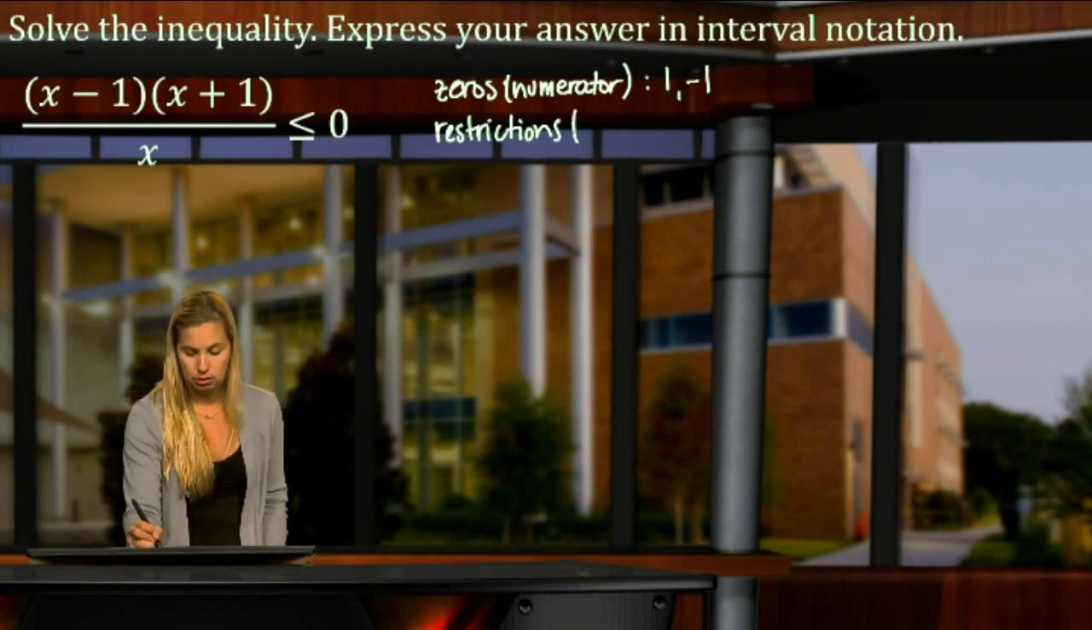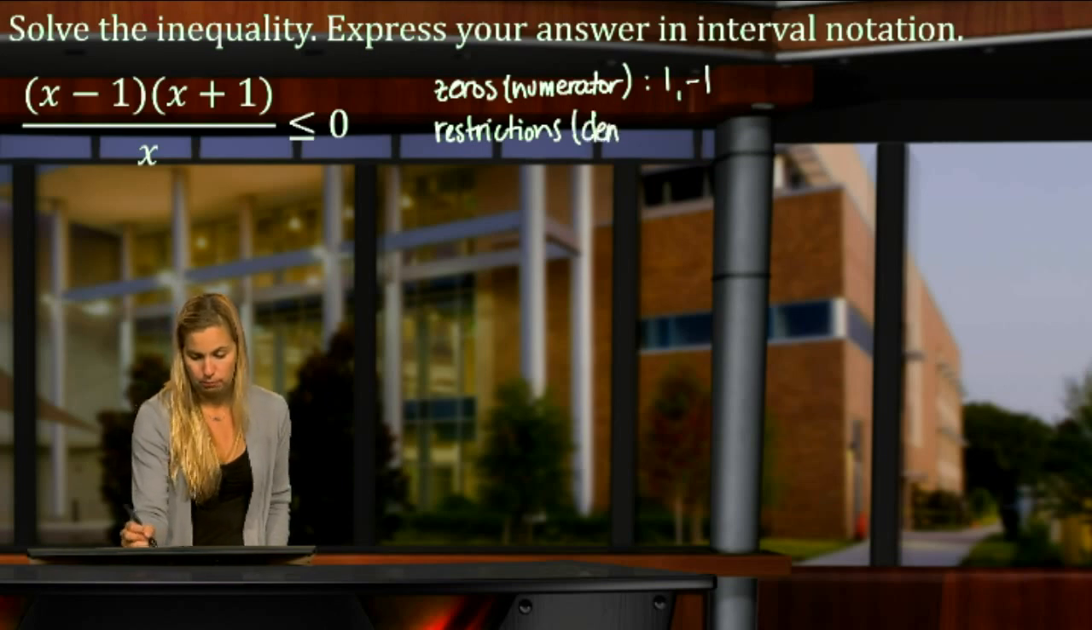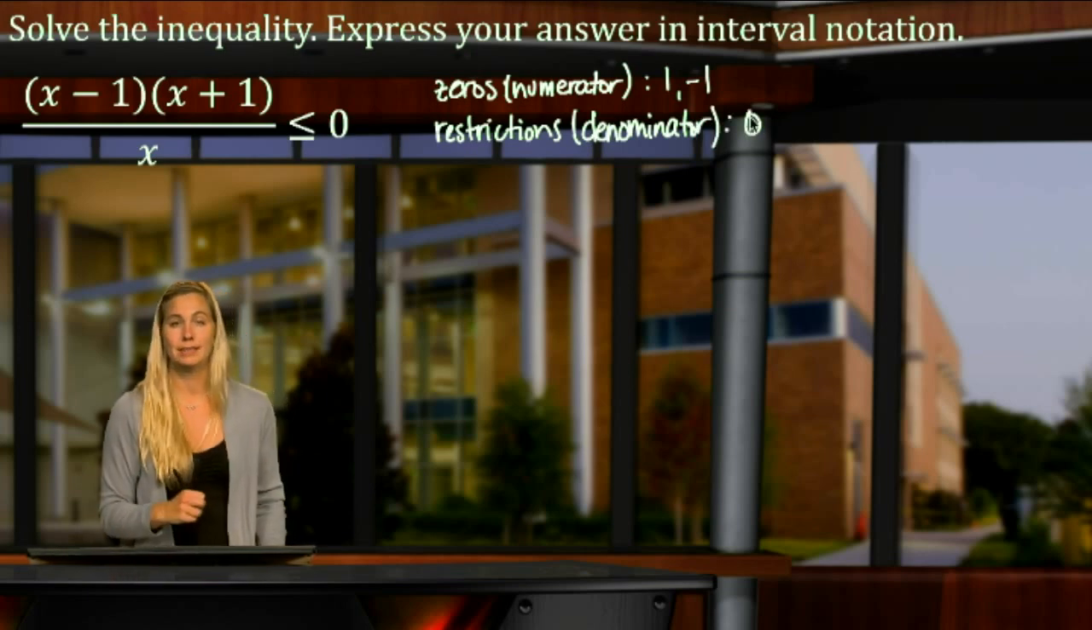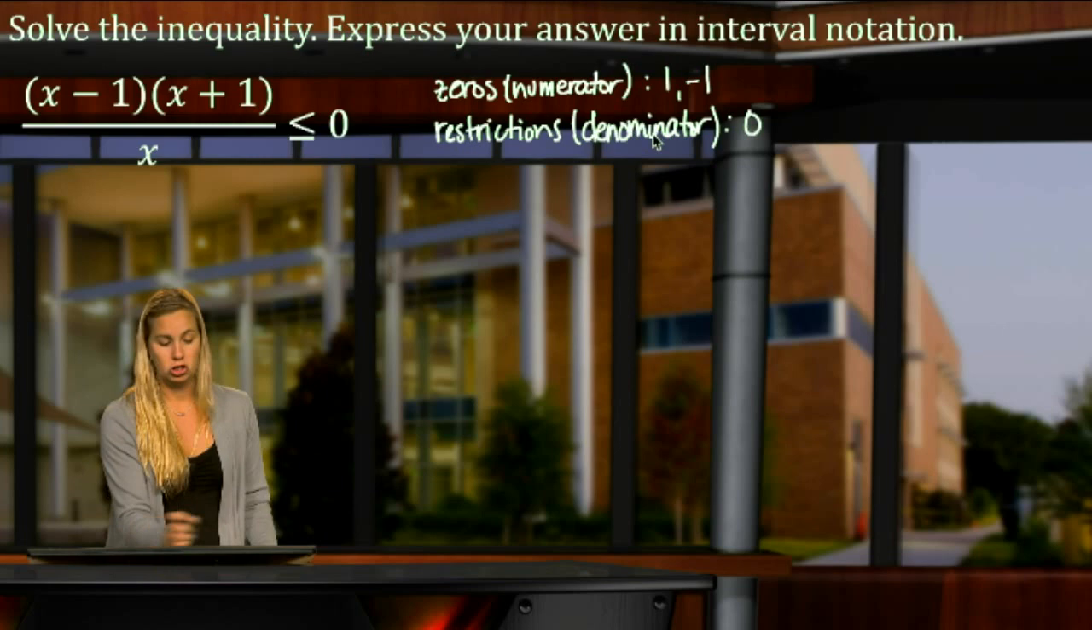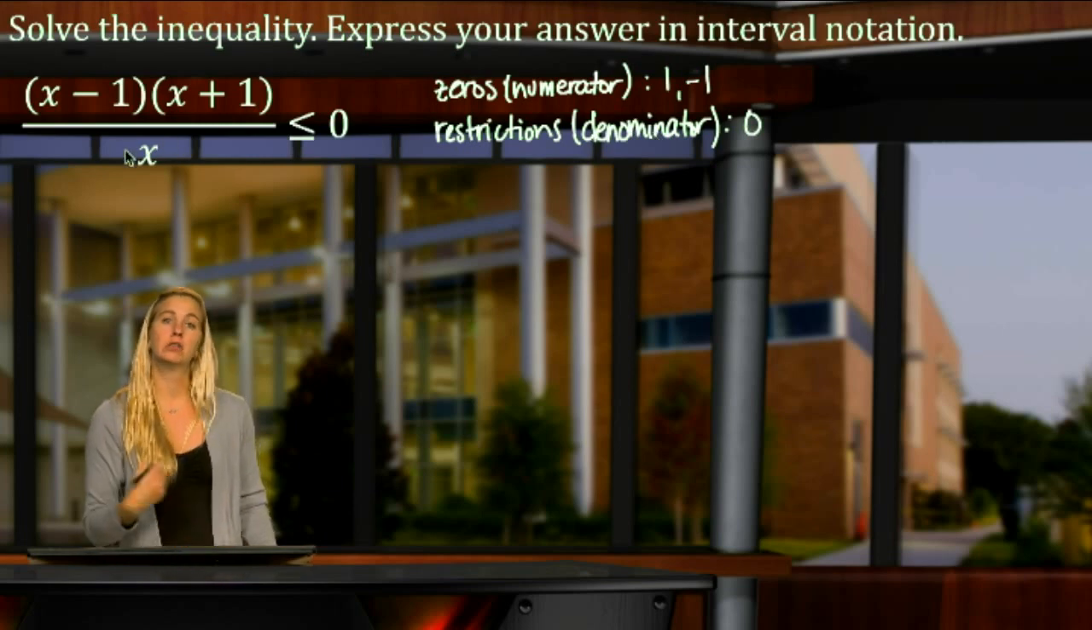So in this particular problem, our restriction is going to be at 0. So the restrictions, again, come from the denominator, and those are going to be the values that would make your denominator equal to 0.